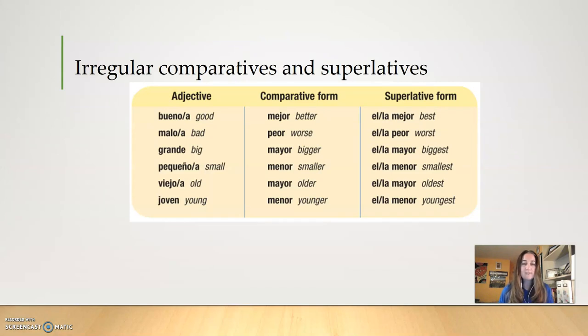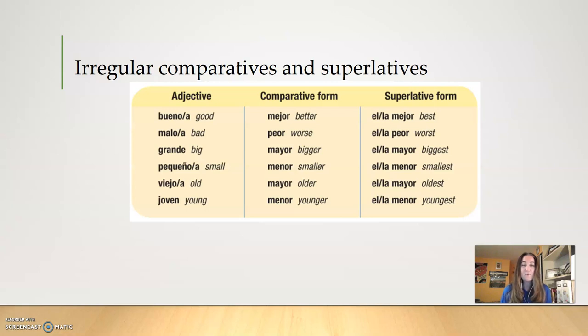Moving on. Irregular comparatives and superlatives. Just like in English, there are some irregulars. For example, we wouldn't ever say that something is gooder than or the goodest. We say it is better than or the best. So good has irregular comparative and superlative forms in English. It also has irregulars in Spanish.